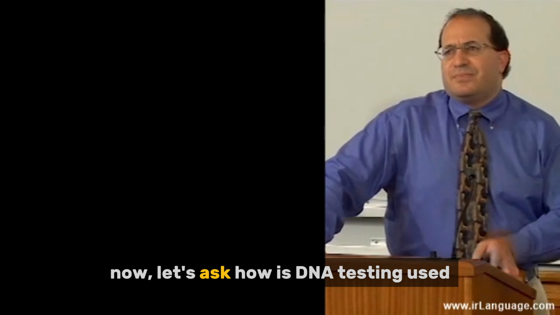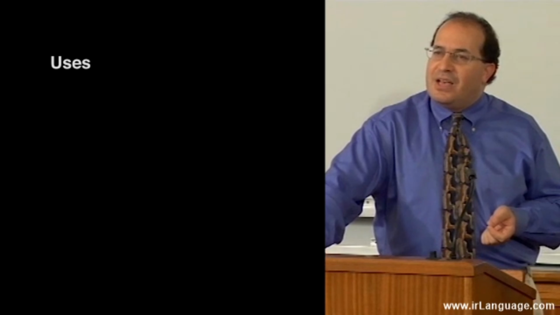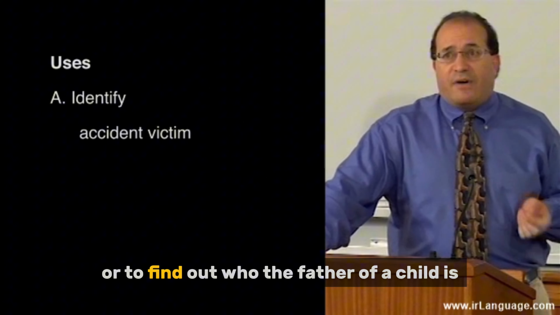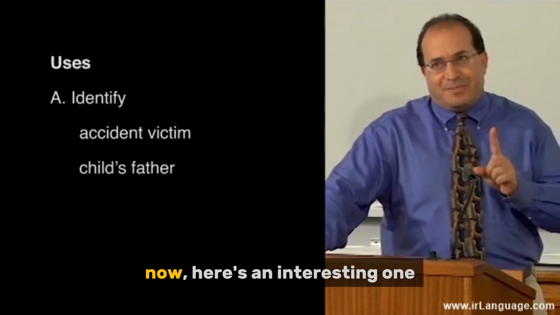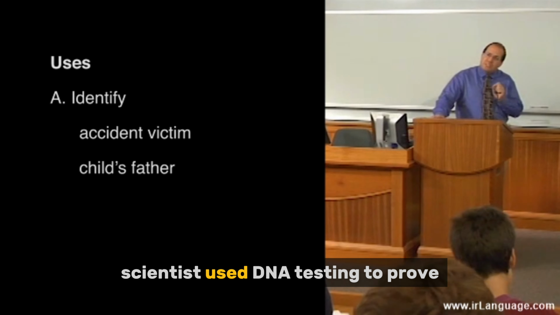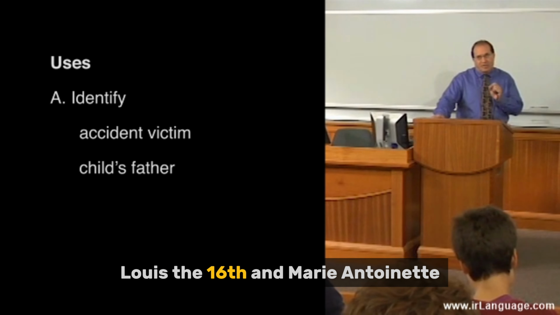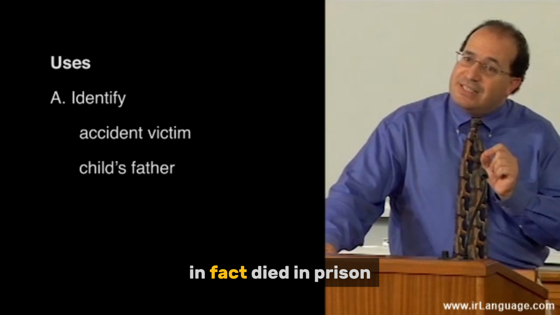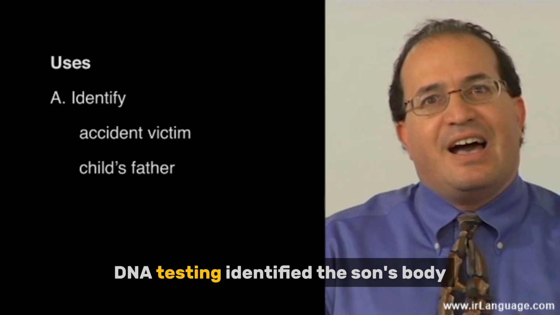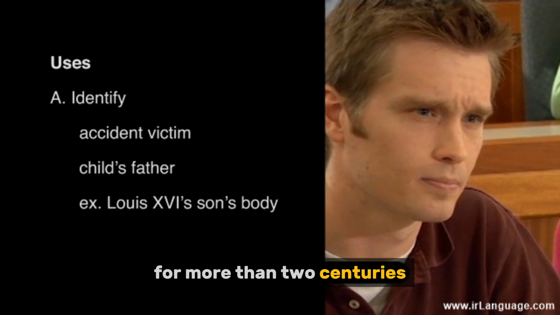Now, let's ask, how is DNA testing used? Well, there are many ways. For example, to identify an unknown accident victim, or to find out who the father of a child is. Now, here's an interesting one. In 1999, scientists used DNA testing to prove that the son of the French king, Louis XVI, and Marie Antoinette, in fact, died in prison. He didn't escape, as some people had believed. DNA testing identified the son's body. People have been arguing about this for more than 2 centuries.